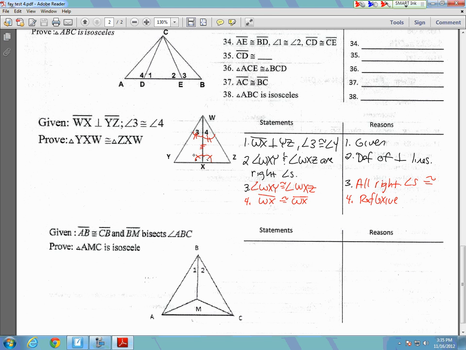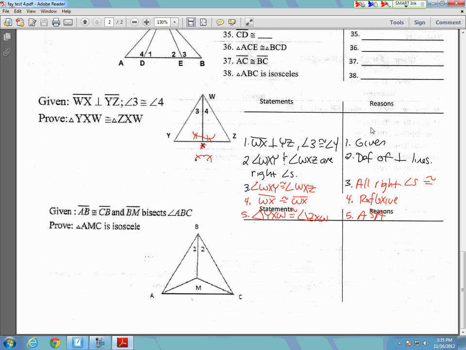So now I've got angle, side, angle on the triangle on the left, angle, side, angle on the triangle on the right. So I now said those two triangles are congruent. Triangle YXW is going to be congruent to triangle ZXW by angle, side, angle.